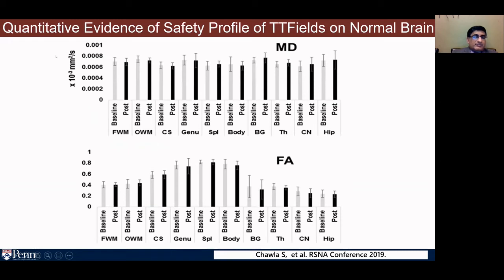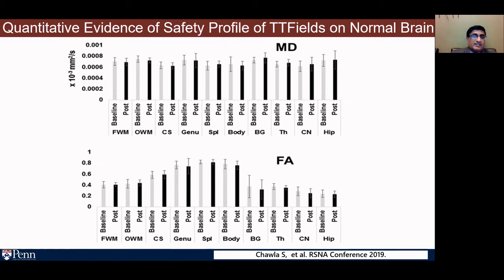So the purpose of this particular slide is to provide the quantitative evidence of the safety profile of the tumor treating field on the normal brain. As I mentioned earlier, the tumor treating field has a very high safety profile. There is no toxicity involved, but the purpose of our study was to determine whether there is some harmful effect of the tumor treating field on the normal brain.